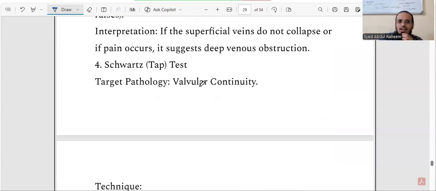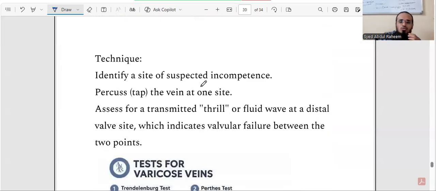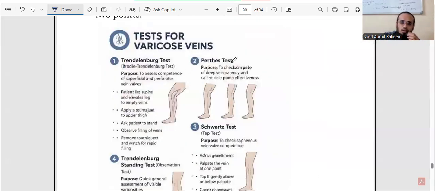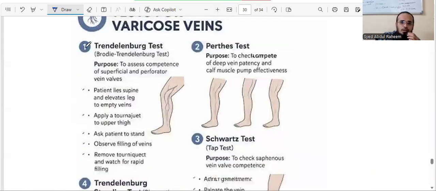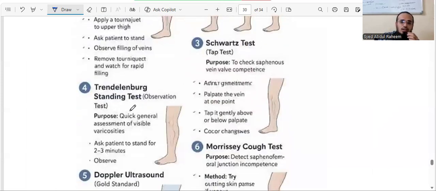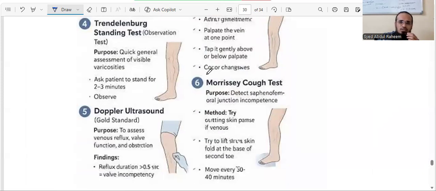There are other tests also, but this is enough to understand varicose veins. You can see here the Trendelenburg test, Perthes test, standing test, squat test, and Doppler ultrasound.